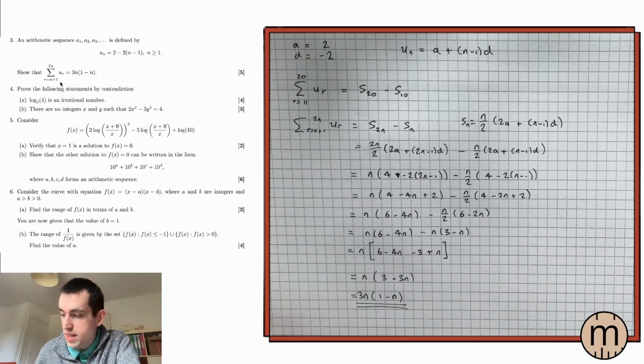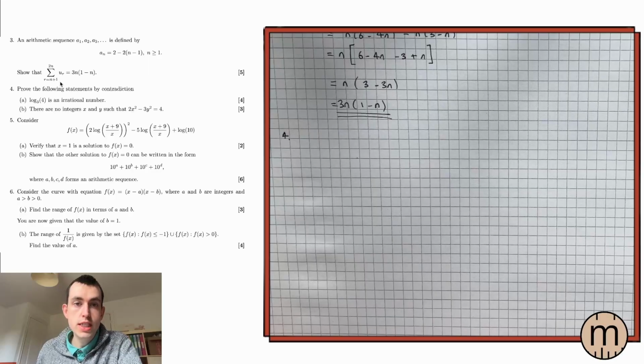There's lots of steps there. You can probably skip some of those steps, as I'm just writing it out to make it super clear which steps I'm taking. Right, 2 proof by contradictions.